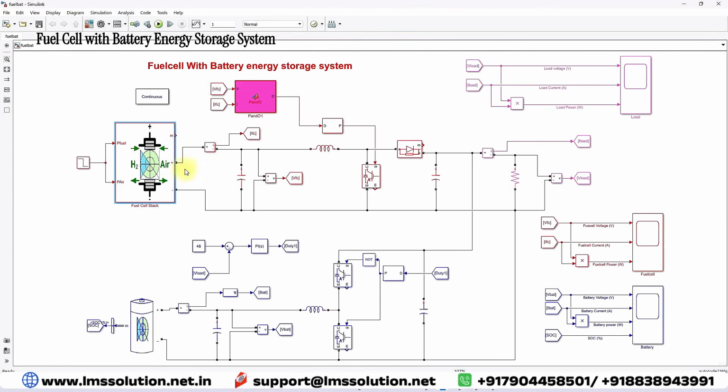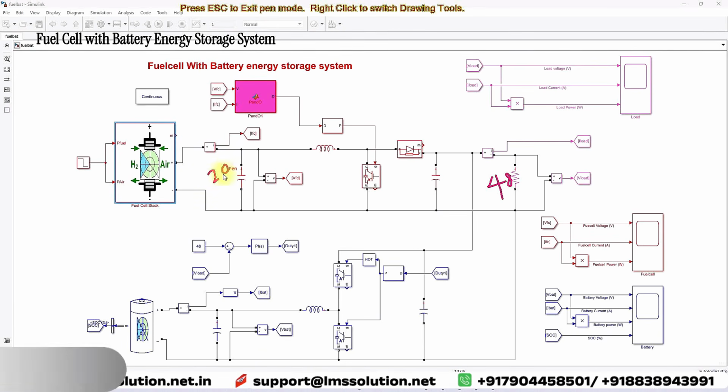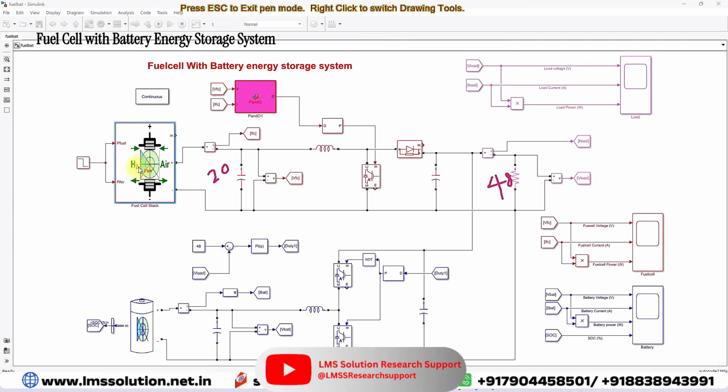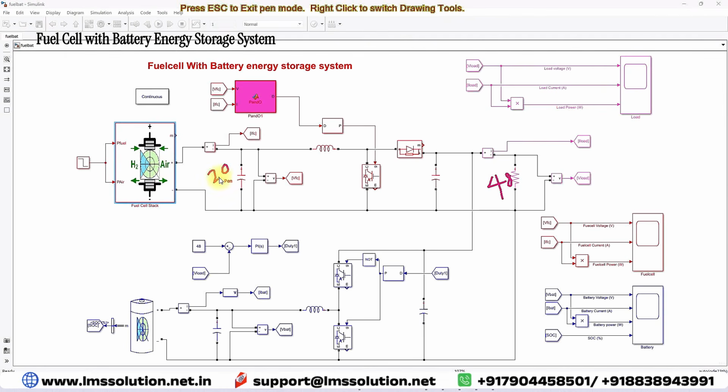And then this fuel cell is connected to the DC bus. Here we are maintaining the DC bus voltage or DC load voltage at 48, and you can see the input voltage is considered as 20 volt, and the fuel cell rating is 2000 watts. Based upon these details, the fuel cell maximum power rating, terminal voltage of the fuel cell and the DC bus voltage, we need to design the inductor and capacitor values.